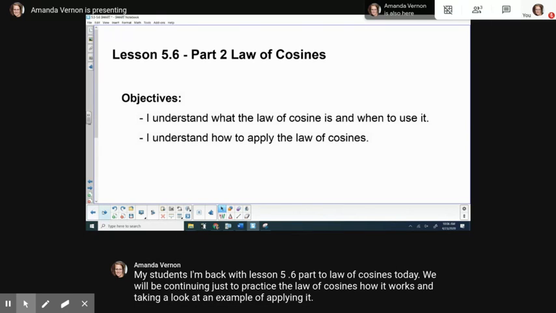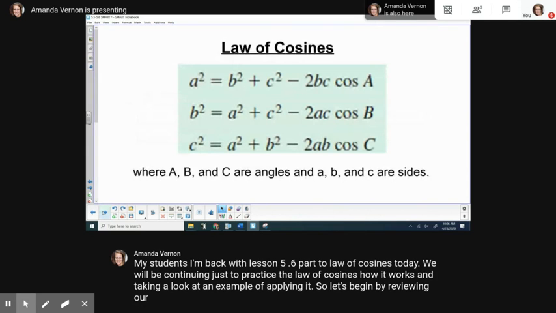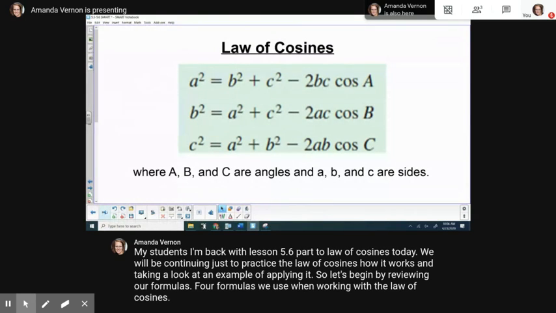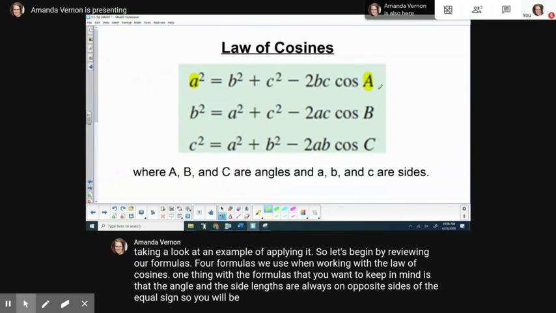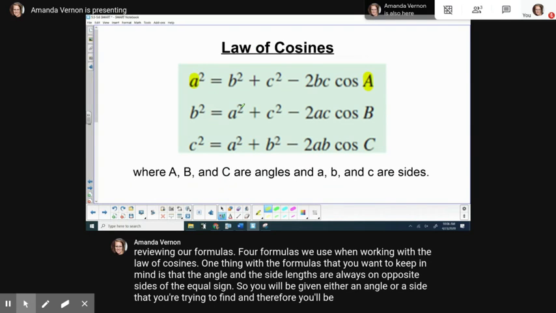So let's begin by reviewing our formulas. Here are our core formulas we use when working with the law of cosines. One thing with the formulas that you want to keep in mind is that the angle and the side length are always on opposite sides of the equal sign. So you will be given either an angle or a side that you're trying to find, and therefore you'll be given all the other information you need.